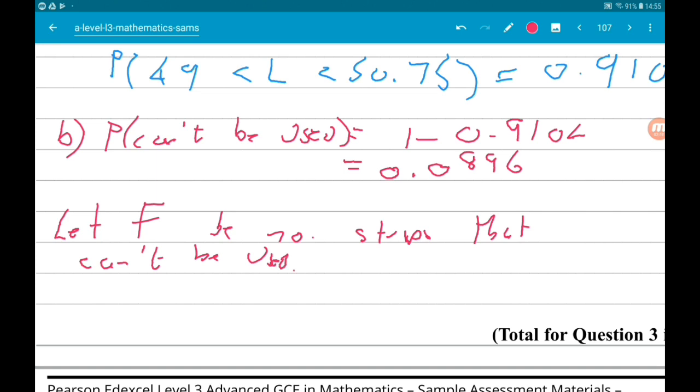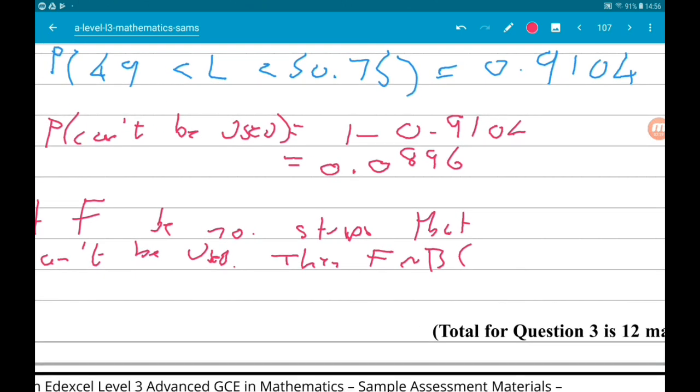And then F has a binomial distribution of 10, 0.0896. From this point, our calculators can now do this for us.